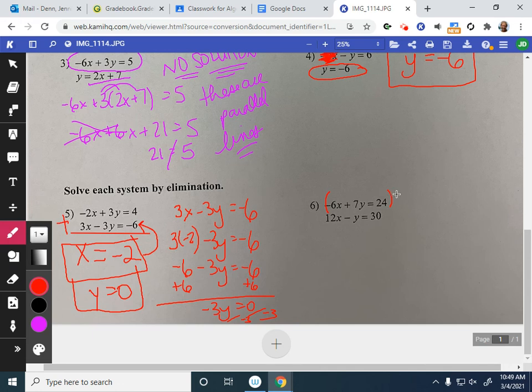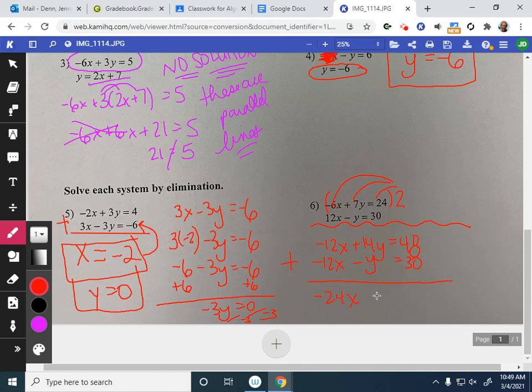So I'm going to multiply this by 2. I'm going to rewrite everything. So when I multiply by 2, I'm going to have negative 12x plus 14y equals 48. Don't forget, multiplying 2 by everything. The other one doesn't change. Put this together. Negative 12 plus negative 12. I'm adding here. So negative 24x.